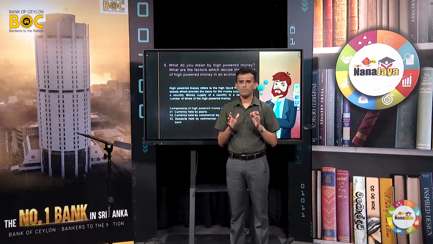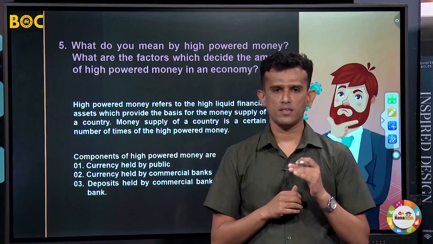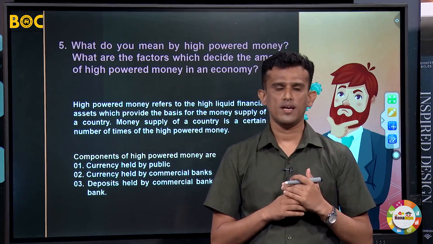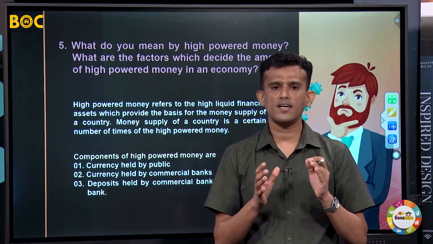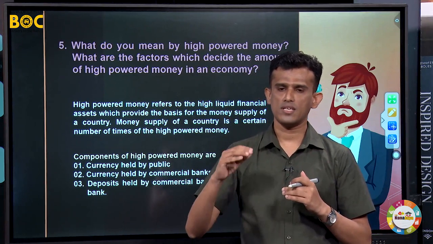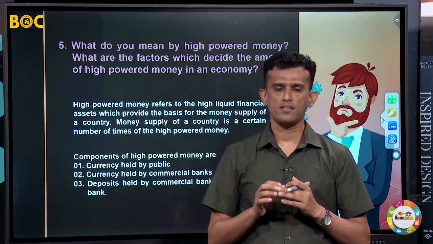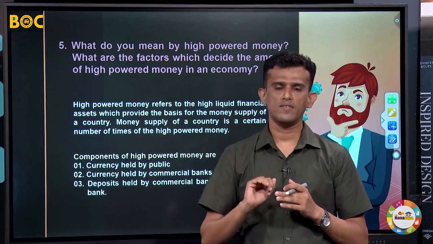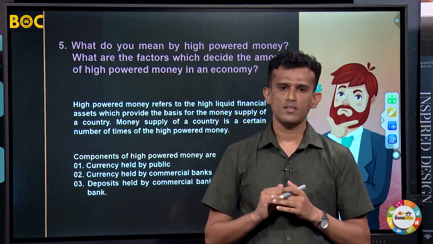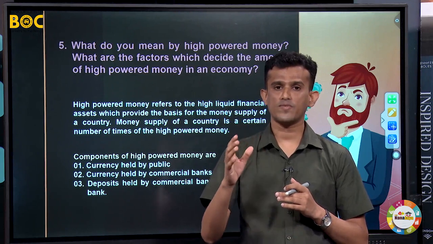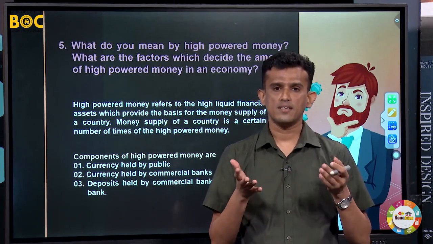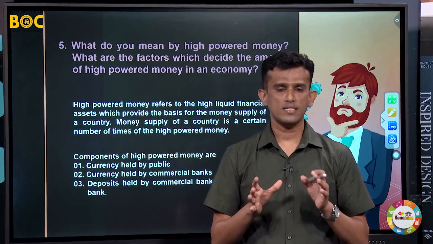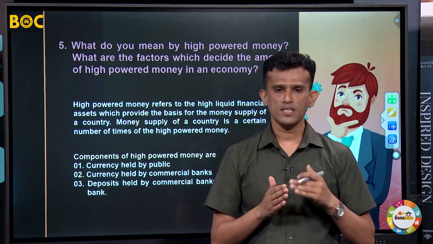So, the amount of high-powered money the central bank has issued to the economy as at a given point of time depends upon the amount of assets they have acquired as at that time. The amount of loans the central bank has given to the government, the amount of loans given to the commercial banks, the amount of foreign currencies the central bank has purchased from the foreign exchange market, and the amount of other assets the central bank has acquired will decide the amount of high-powered money the central bank has released to the economy.